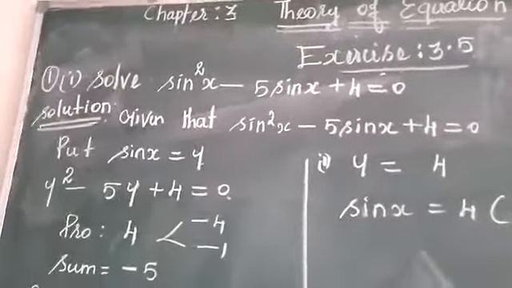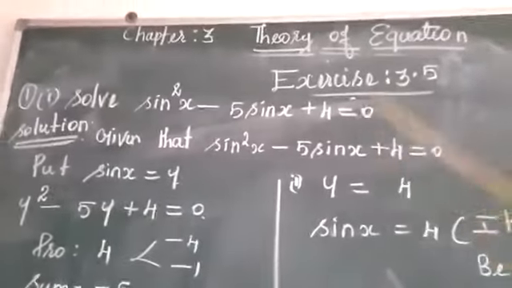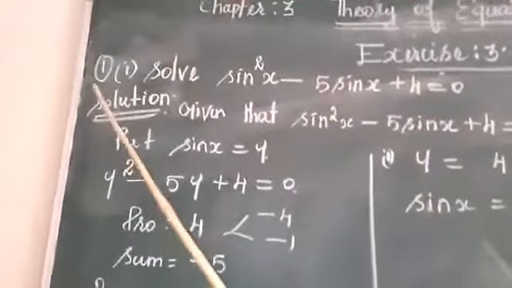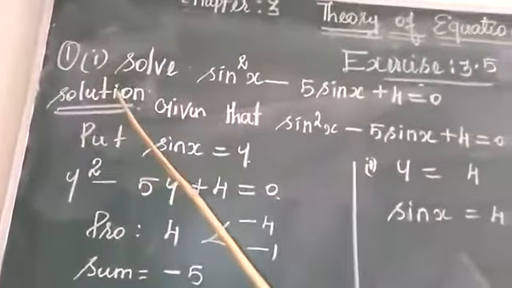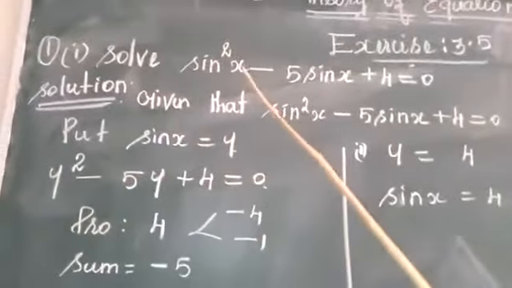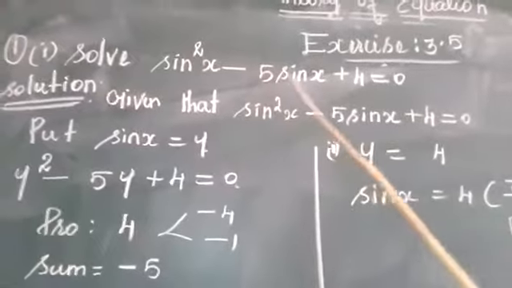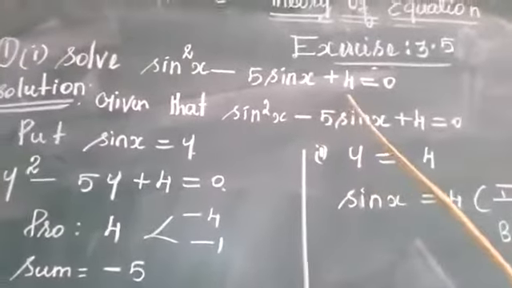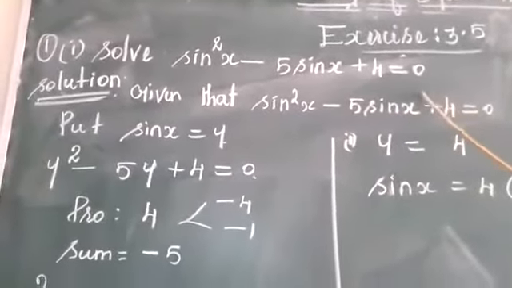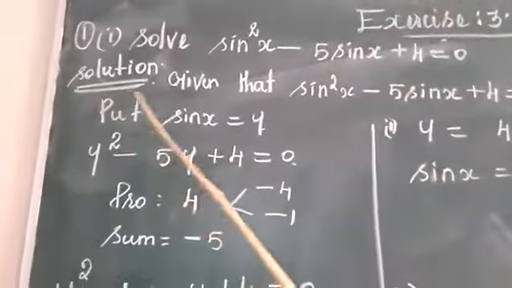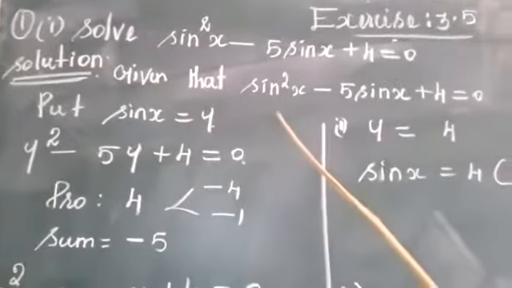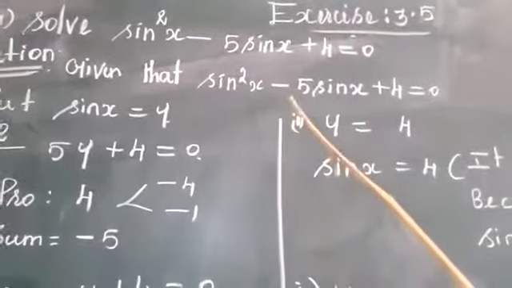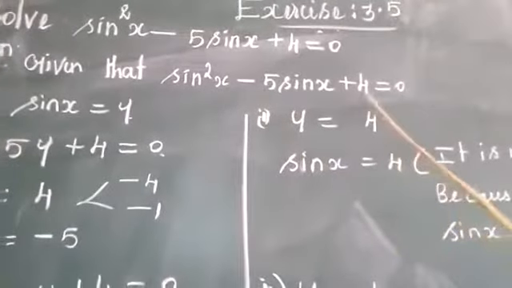Now we are going to learn exercise 3.5, question number 1, first subdivision. Solve sin square x minus 5 sin x plus 4 is equal to 0. The solution: the given equation we have taken is sin square x minus 5 sin x plus 4 is equal to 0.